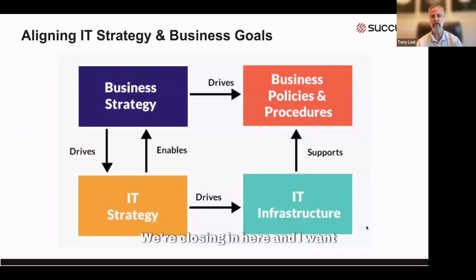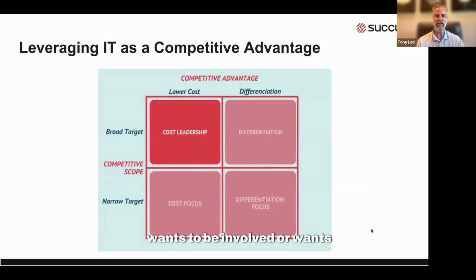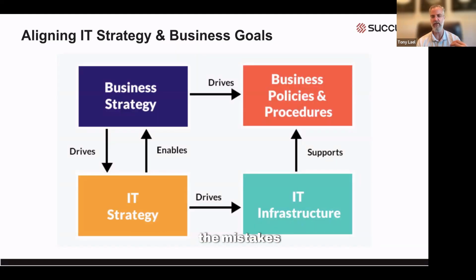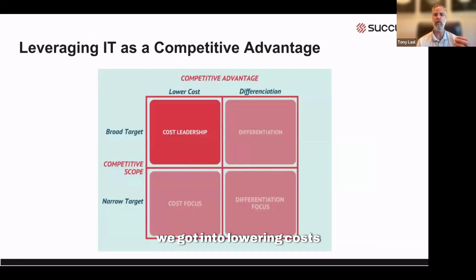So we're closing in here, and I want to talk a little bit about the approach to aligning IT strategy with business goals. And this little graph can kind of make your eyes blur a little bit. But what you'll notice is that business strategy drives everything pretty much: business policies and procedures, IT strategy. When you talk about business strategy, we can come back to this slide. One of the things that everybody wants is a competitive advantage. A couple of things that we talked about in terms of solving the mistakes got into lowering costs, or I'm actually going to talk about cost leadership.